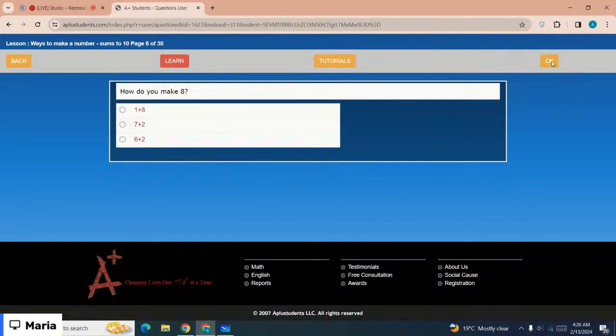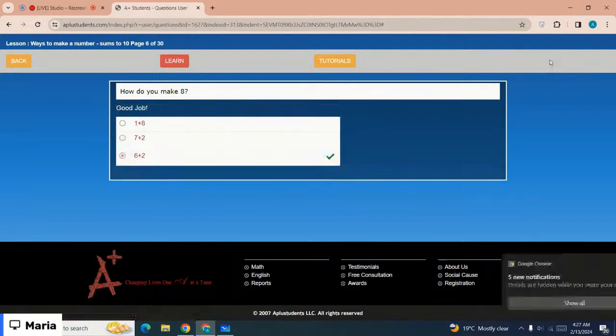How do you make 8? Which is the correct option? Yes, that is 6 plus 2. That is the only way to make 8, right?